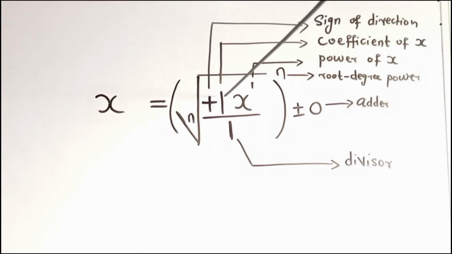Then what about this 1 here? The 1 here is referring to the coefficient of X. So at all times, X or any other unknown should have 1 as its coefficient. Then we have this 1 as power of X. Then this n on top is root degree power. It means the power of the entire expression, which corresponds to the root of the unknown X. So the next is the adder. The adder is this 0 added to the X, or all other things that have been done to X before this adder came to be. The last one is this divisor. That which divides is 1.